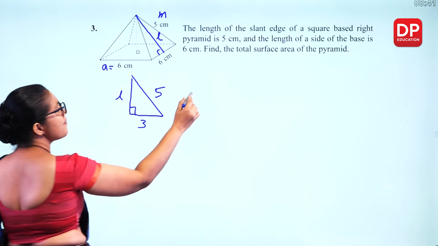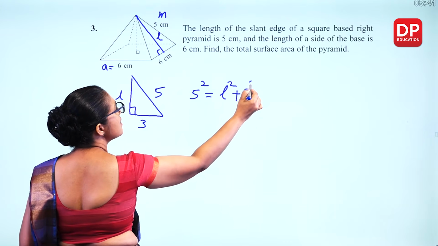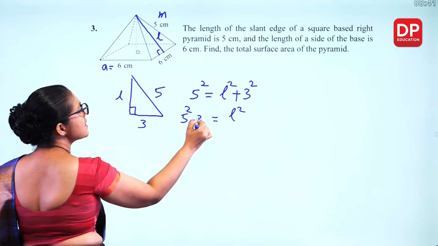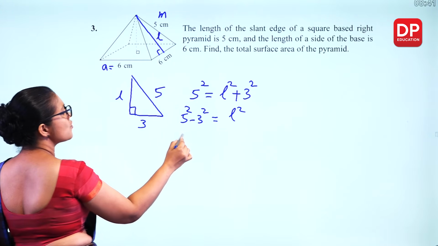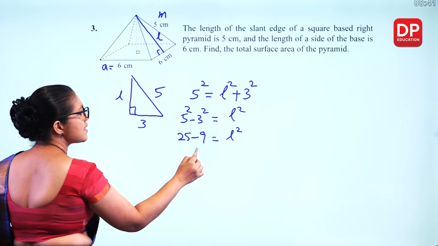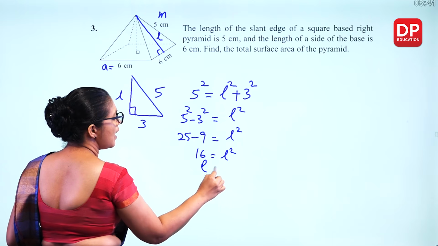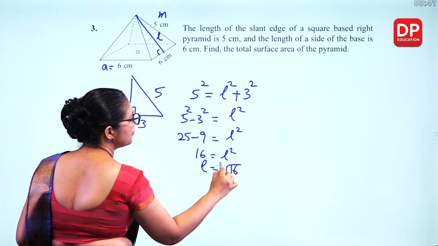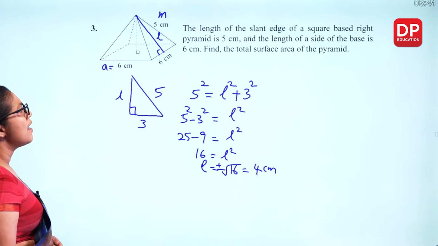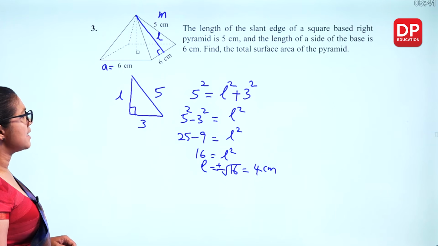Use Pythagoras. 5 squared is equal to L squared plus 3 squared. So L squared becomes 5 squared minus 3 squared. 5 squared is 25, 3 squared 9. 25 minus 9, you get 16. What's the square root of 16? So L equals 4 centimeters. Now we found out the perpendicular height of the triangular face is 4 centimeters.